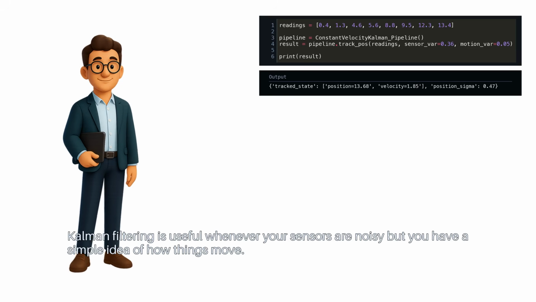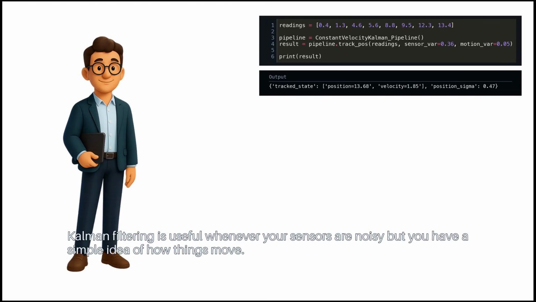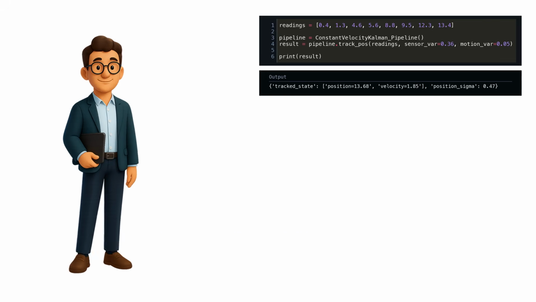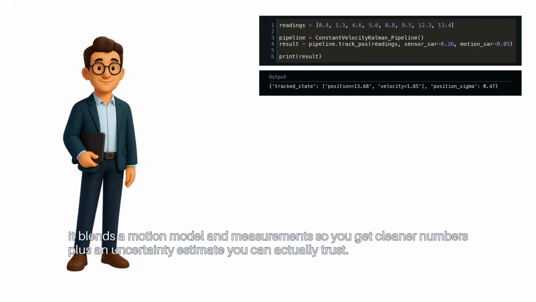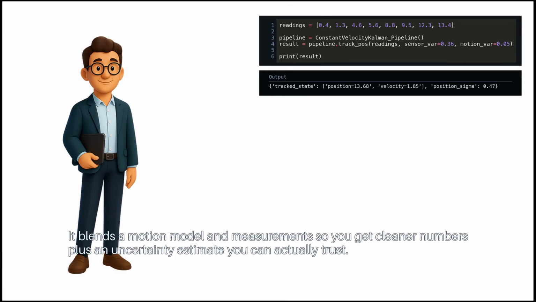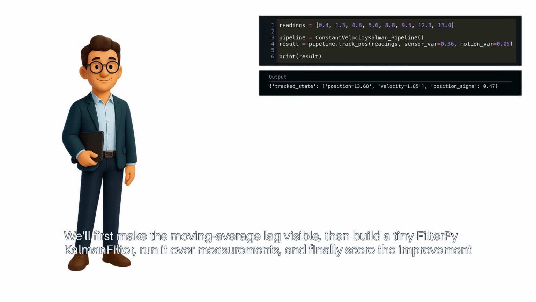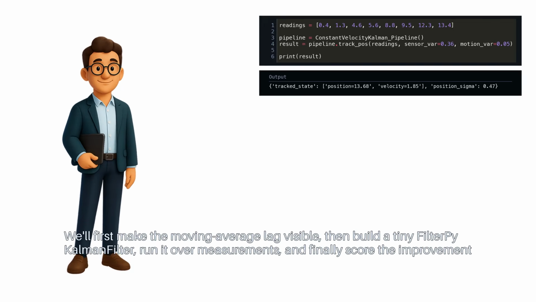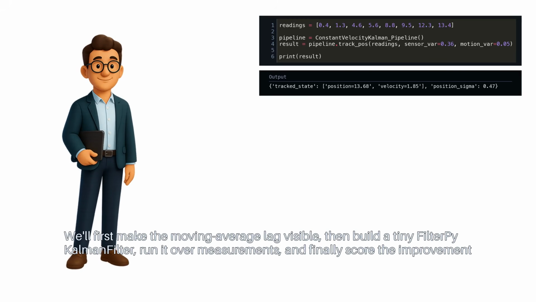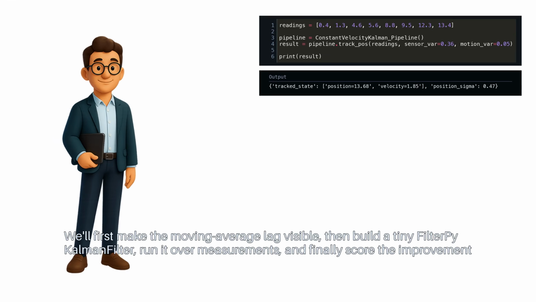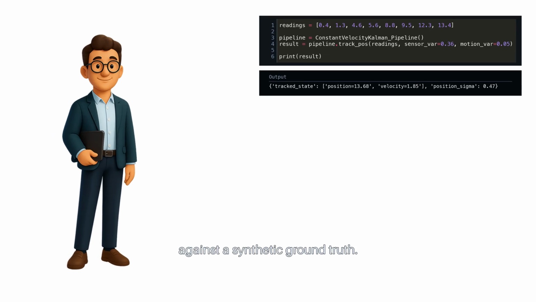Kalman filtering is useful whenever your sensors are noisy, but you have a simple idea of how things move. It blends a motion model and measurements so you get cleaner numbers, plus an uncertainty estimate you can actually trust. We'll first make the moving average lag visible, then build a tiny FilterPy Kalman filter, run it over measurements, and finally score the improvement against a synthetic ground truth.